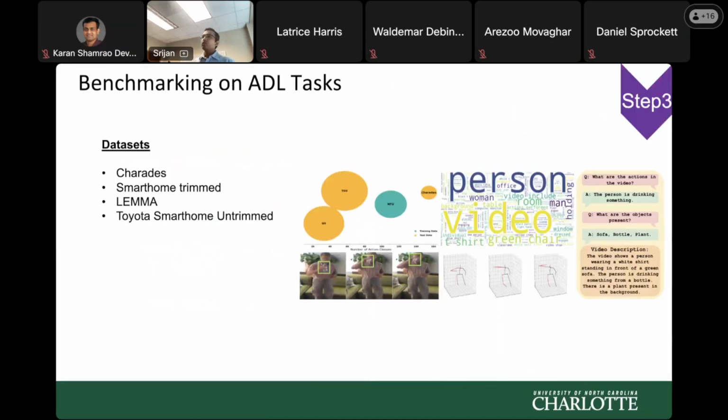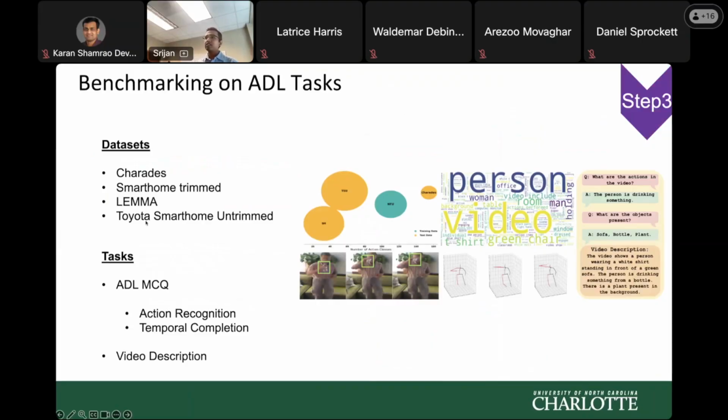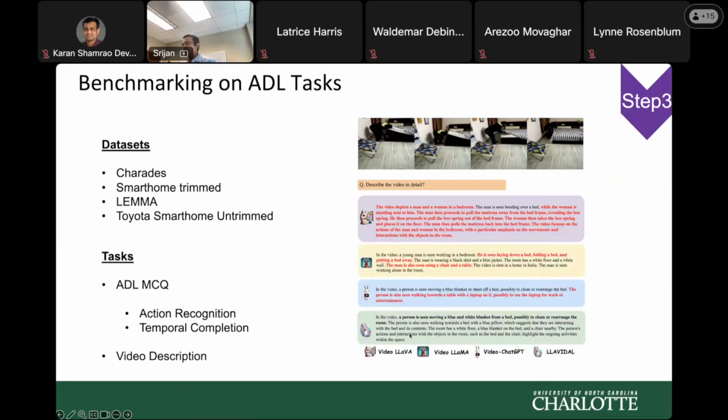So for benchmarking, we used different other datasets: Charades, Smarthome, NTU, Toyota Smarthome. The reason I'm pointing out these datasets is because none of these datasets have been used at training. The training distribution is completely different and comes from a different public dataset. The tasks that we are doing are MCQ tasks, and we also do video descriptions. And here are some descriptions from Navidan, where we get to see that it basically does not make mistakes compared to the other state-of-the-art methods.